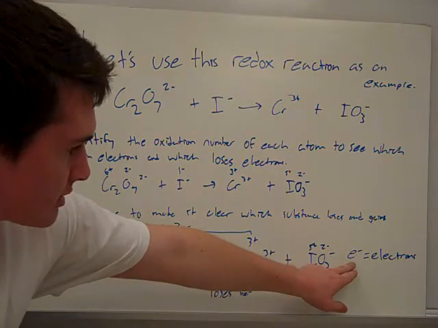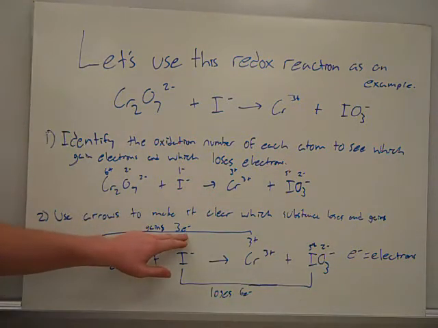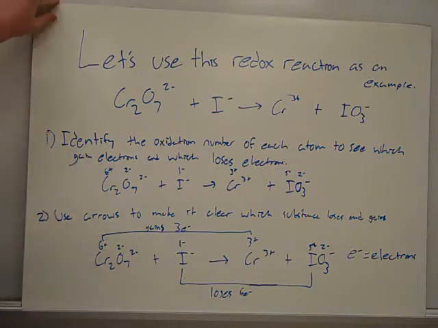And you can see the little syntax right here, an e with a minus right above it, is known as electrons.